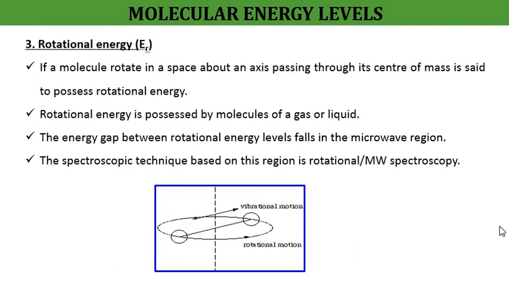Third type is rotational energy. If a molecule rotates in space about an axis passing through its center of mass, then we can say that it possesses rotational energy. Mainly, this type of energy is possessed by molecules of a gas or liquid. The energy gap between rotational energy levels falls in the microwave region. The spectroscopic technique based on this region is rotational or microwave spectroscopy.